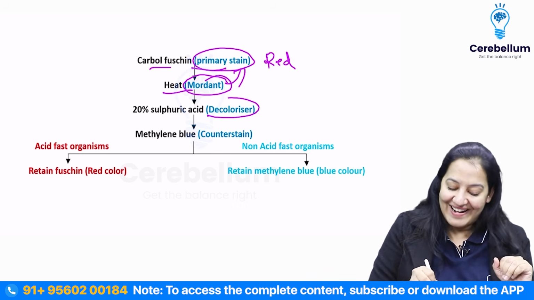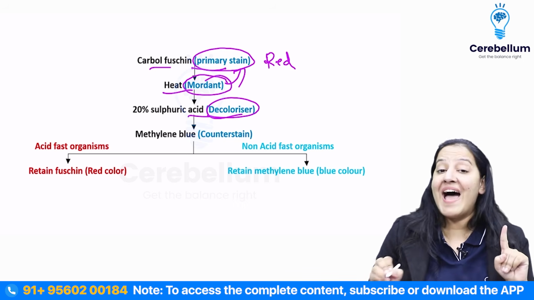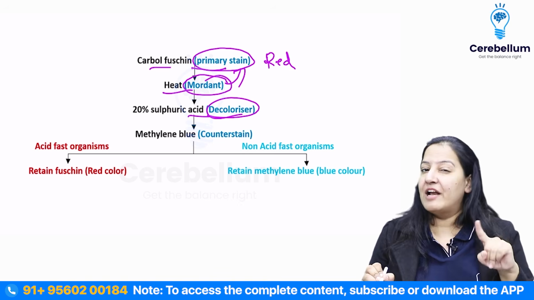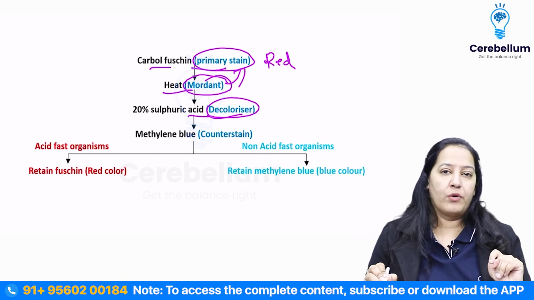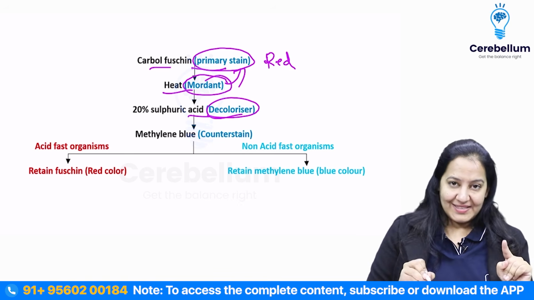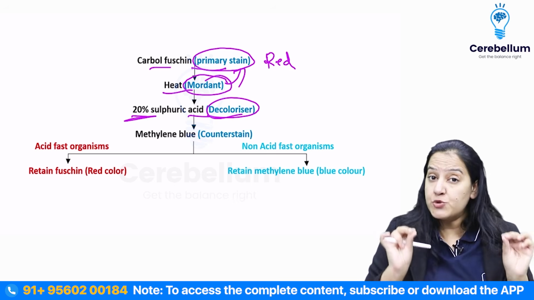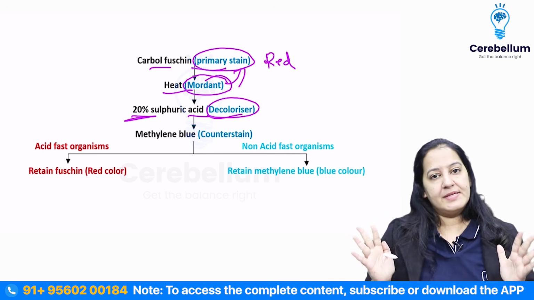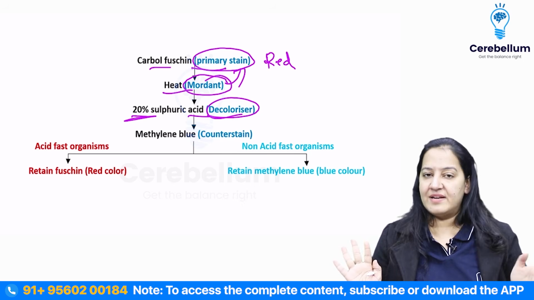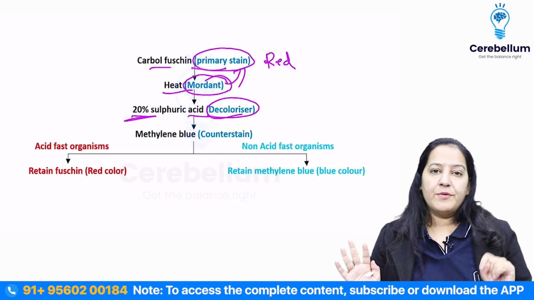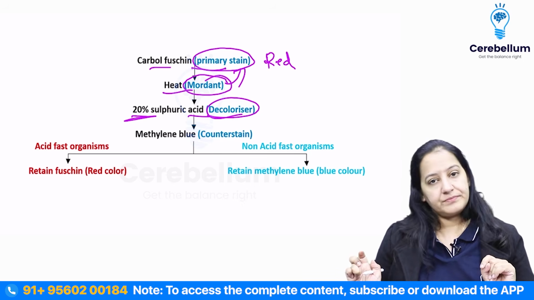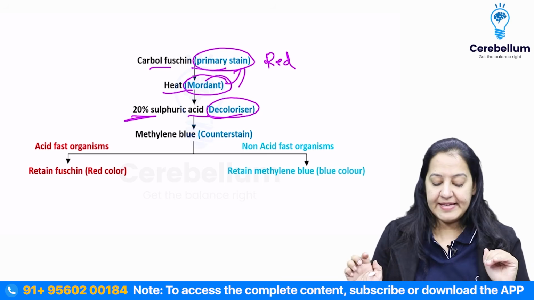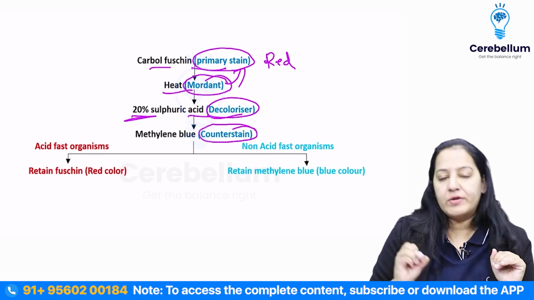The third is the decolorizer. Here we use acid as the decolorizer. It's sulfuric acid, H2SO4. Apart from the acid, you have to learn its concentration. Standard we use 20% sulfuric acid, 20% H2SO4, as a decolorizer in acid fast stain. In gram stain, if you remember, it's acetone or alcohol. So here it's acid. And the last is the counter stain.